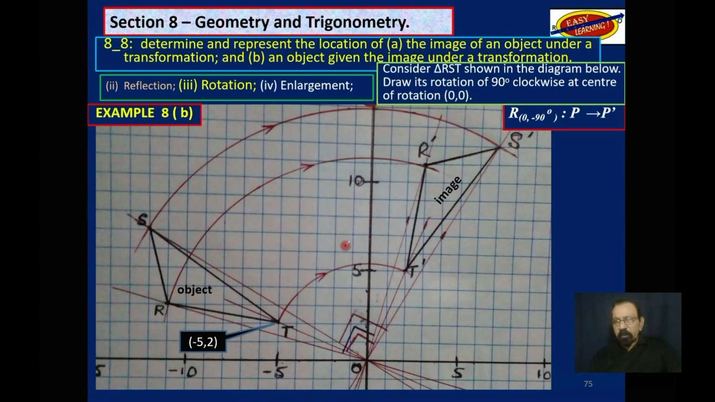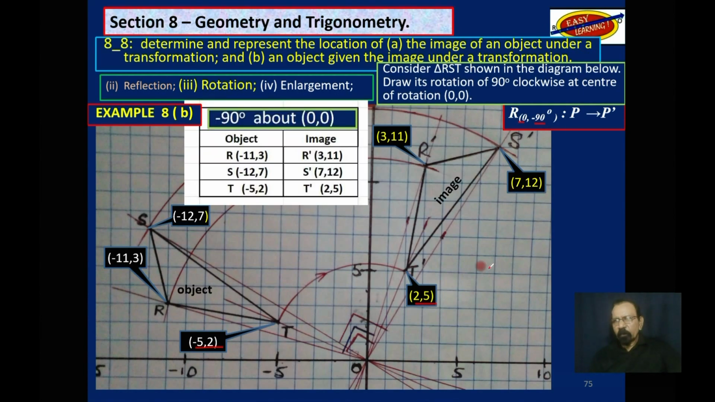Can we calculate this? Yes. Negative 2, 5 becomes 2, 5. Remember, we are doing multiples of 90 degrees at the origin, so we can calculate that. Let's see what the rule is. Negative 11, 3, and we get 3, 11. Negative 12, 7, and we get 7, 12.